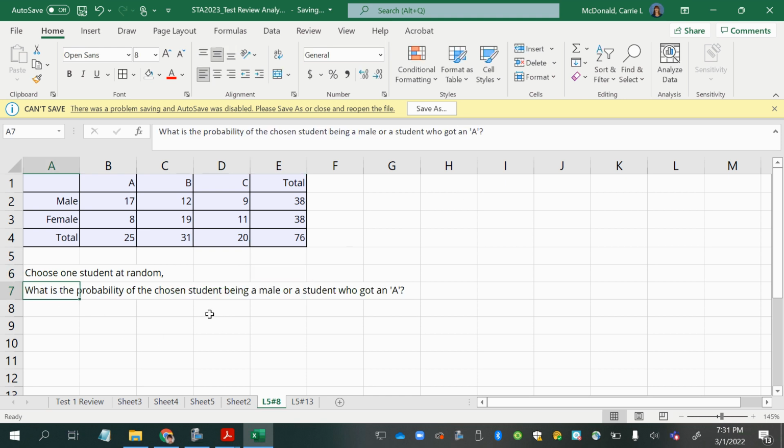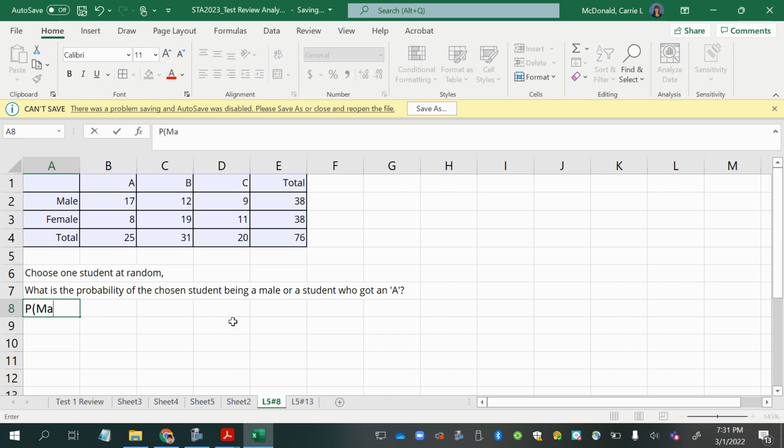Okay, now because of the word or here, we should know that we should be using the addition rule. That means that we want to calculate the probability of the student being male, then separately count the probability of a student getting an A, and then we want to add the two probabilities to get the probability of having a student that is either male or got an A.